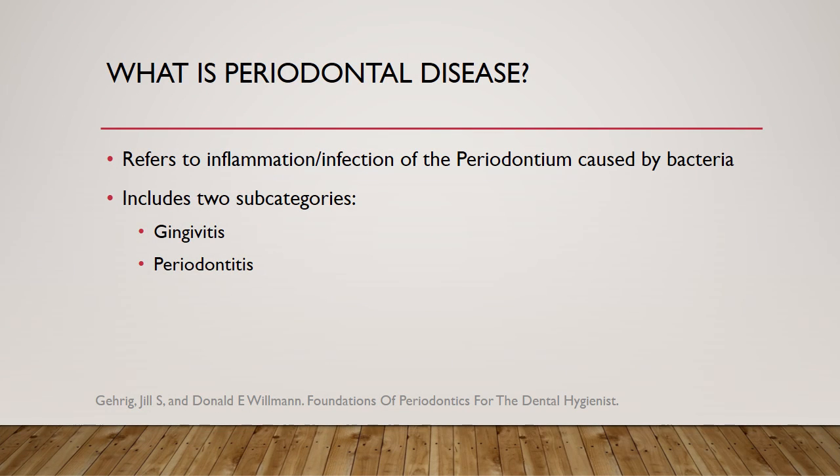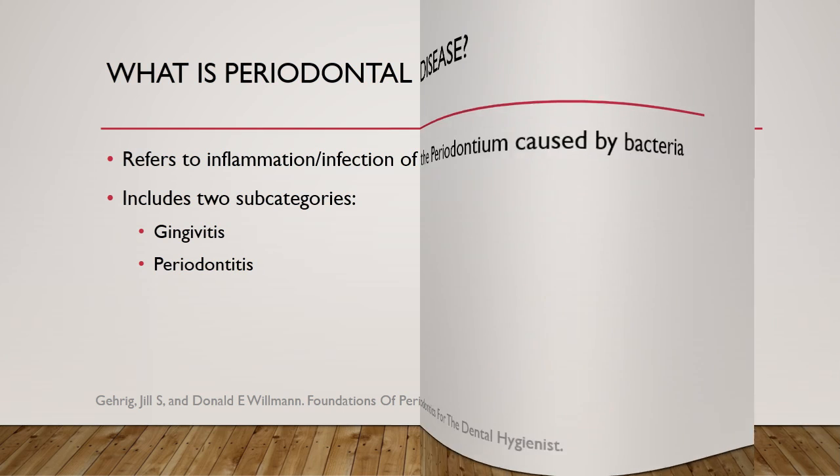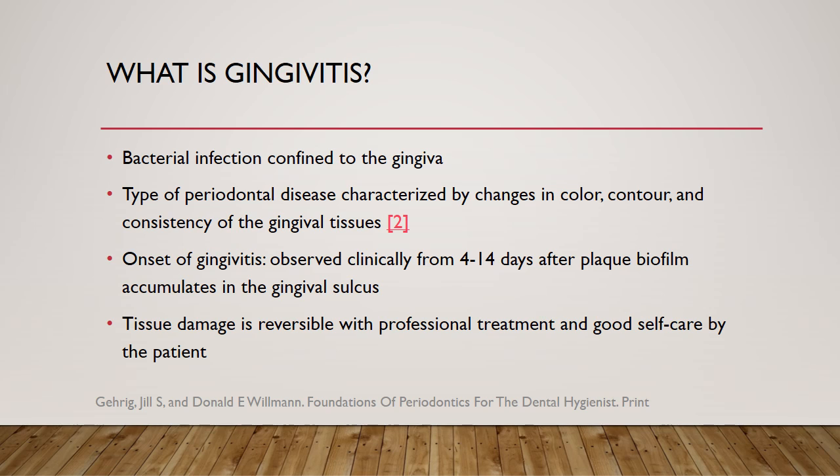So what exactly is periodontal disease? Periodontal disease refers to inflammation and infection of the periodontium caused by bacteria. It includes 2 subcategories, including gingivitis and periodontitis. Gingivitis is a bacterial infection confined to the gingiva. It can also be defined as a type of periodontal disease characterized by changes in color, contour, and consistency of the gingival tissues. Onset is usually between 4 to 14 days after plaque accumulates in the sulcus or pocket. One important thing to remember is gingivitis is reversible. This means that through good self-care, the patient can bring the gums back to health after gingivitis has occurred.